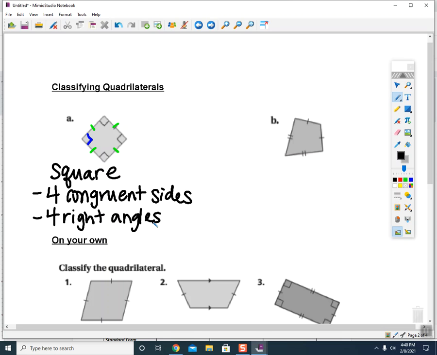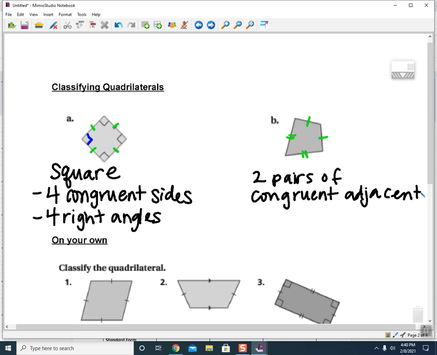So if I look at part B, here's what I'm noticing: I have these congruent sides here. I have 2 more congruent sides over here, and they're next to each other. So I have 2 pairs of congruent, adjacent sides. And I know that a shape with 2 pairs of congruent adjacent sides is a kite.